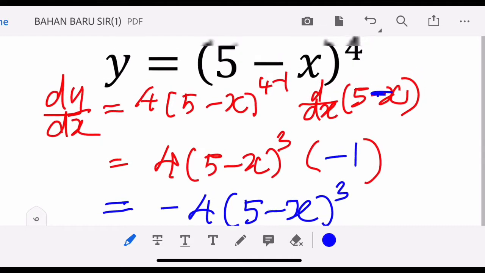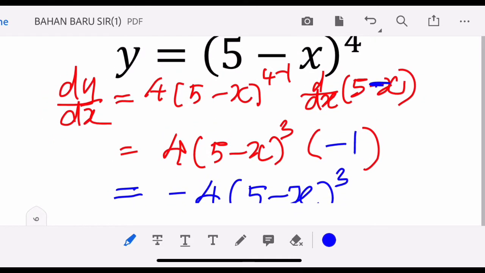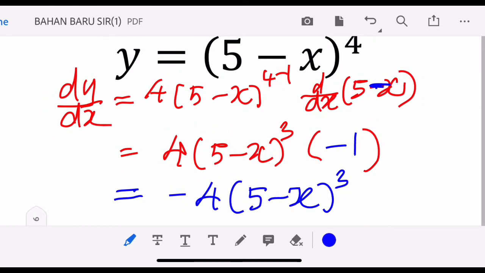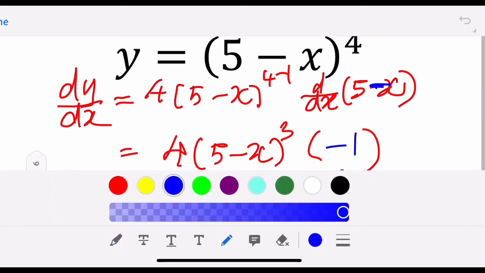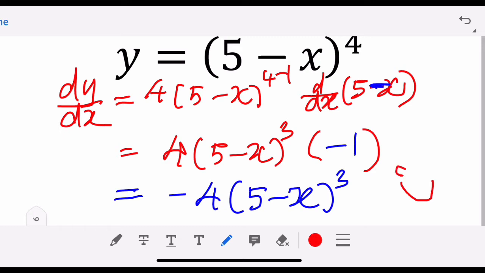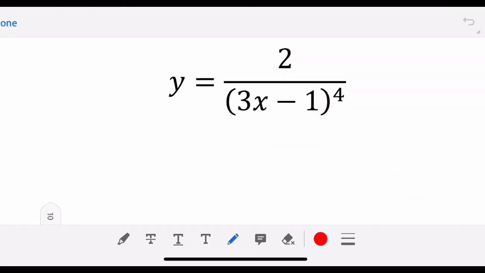Alright, okay, so if you keep on practicing, then the skills of differentiation will be with you. So when you want to apply it in solving problems, it will become very easy, right? Be happy and try to practice consistently.